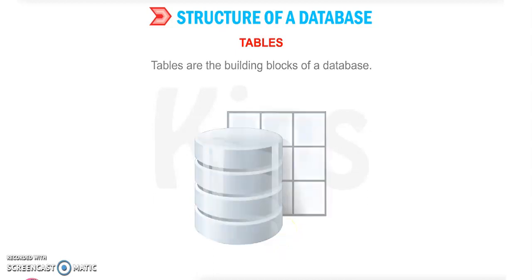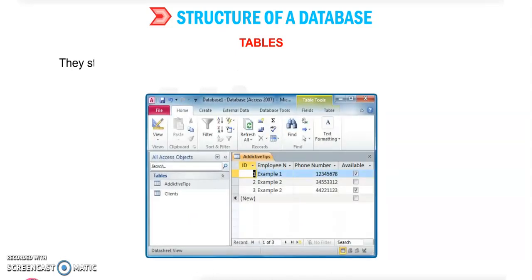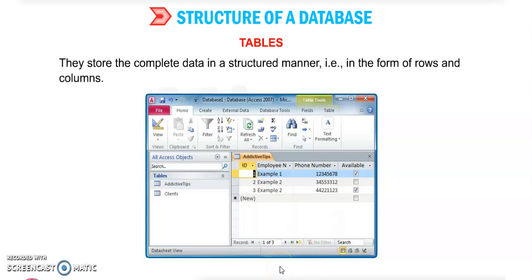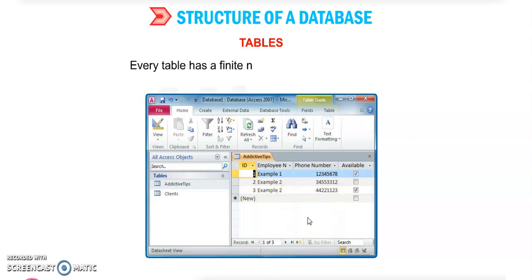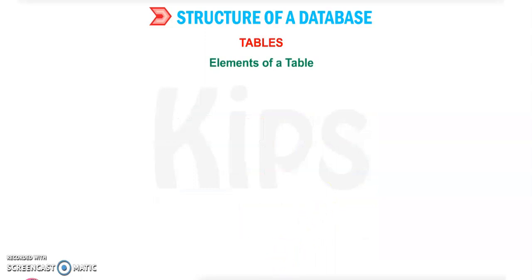First option is tables. What are tables? Tables are the building blocks of a database. They store the complete data in a structured manner, for example, in the form of rows and columns. Every table has a finite number of columns and rows. It means we can have any number of columns and rows in a table.